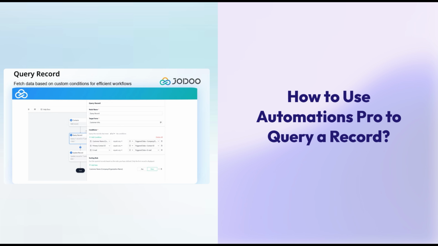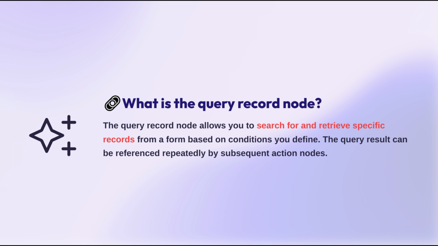In this tutorial, we'll show you how to use Automations Pro to query a record and automate workflows with a practical example in customer management. Before we dive in, let's briefly talk about the Query Record node. This powerful tool allows you to search for and retrieve specific records from a form based on conditions you define. Whether you need to match data, filter results, or use retrieved records in subsequent actions, the Query Record node makes it all possible. Also, the query result can be referenced repeatedly by subsequent action nodes.